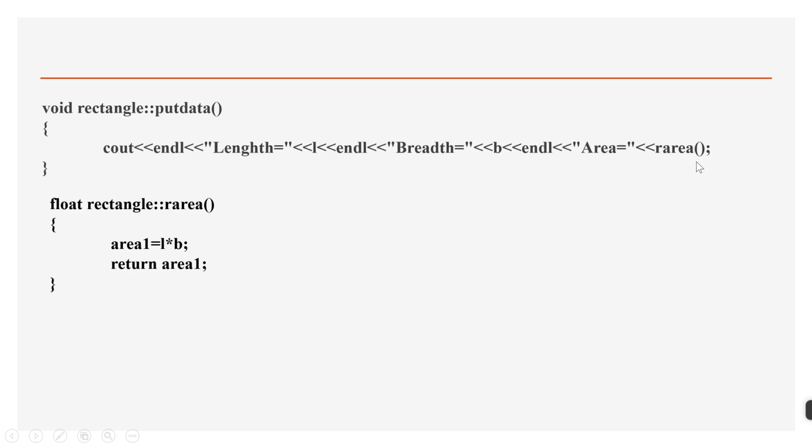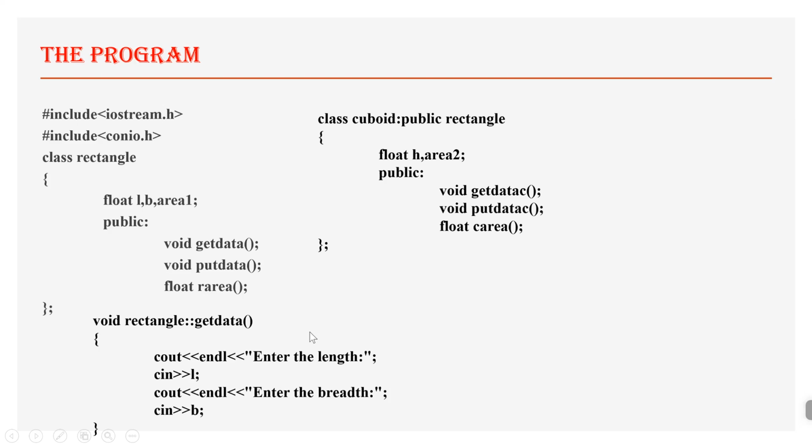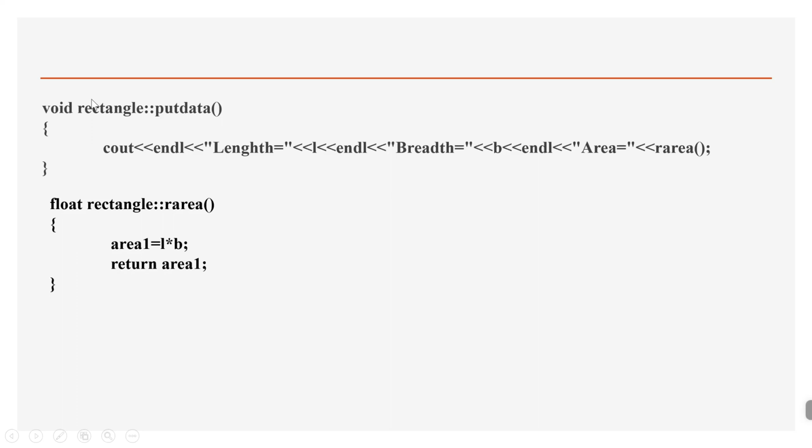So what is R area? It is a function. The moment this is getting executed, control comes to here to find out R area. What is R area? Area 1 is equal to L into B. So return area 1. So the value area 1 will go to here to give the area. So now here we have defined 3 functions. Get data to read the value for L and B, put data to display the value, and R area to find out the area of a rectangle.